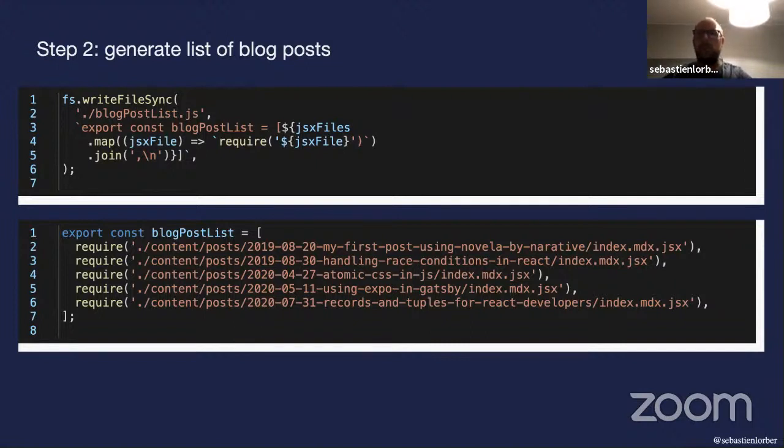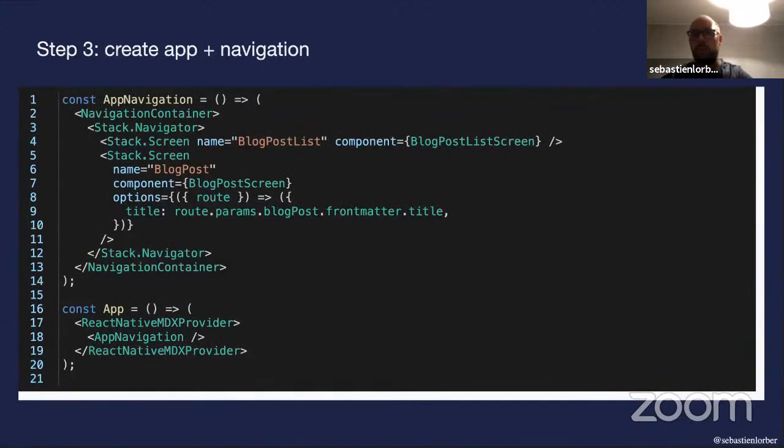The next step is to be able to navigate between the blog posts. So for example, we will create a stack navigation using React Navigation. The screen at the root of the app is the blog post list, and we also add another stack screen that is a blog post. So basically, when you press on the blog, you are able to navigate to the specific screen for the blog.